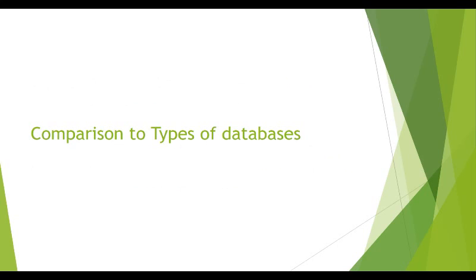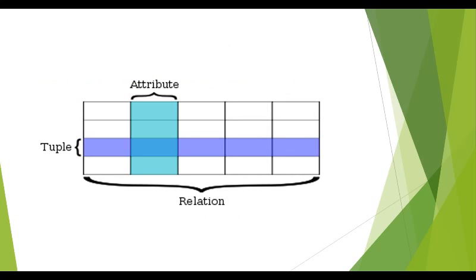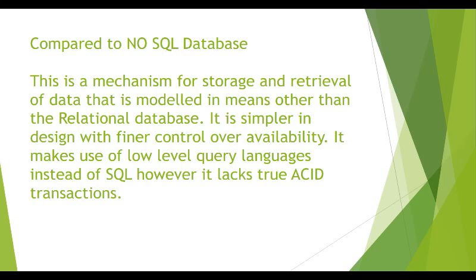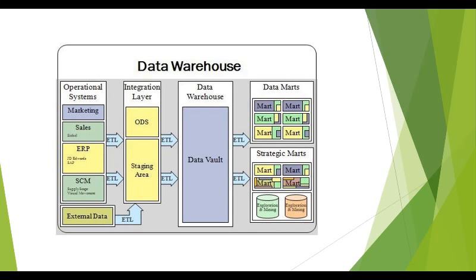Now we will compare object-oriented databases to other types of databases found in today's world. Relational databases store data in tables that are two-dimensional, in rows and columns. Each table has a primary key, for example an ID number or social security number, which is then used to associate one table with another. NoSQL is a mechanism for storage and retrieval of data. It, however, has finer control over availability but lacks true ACID transactions. Data warehouses are used for reporting and data analysis and act as a central repository for all integrated data.